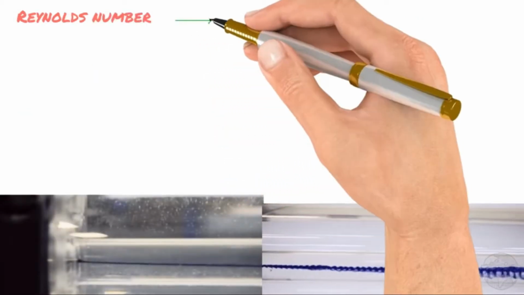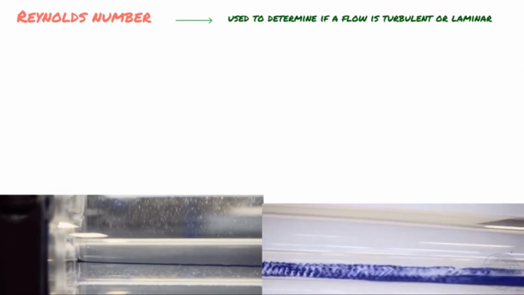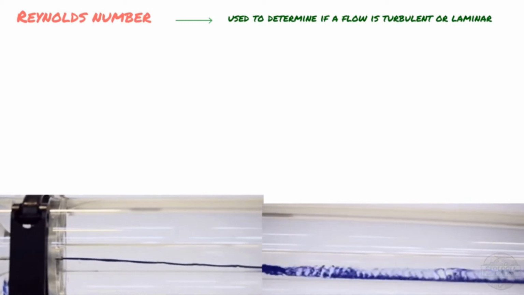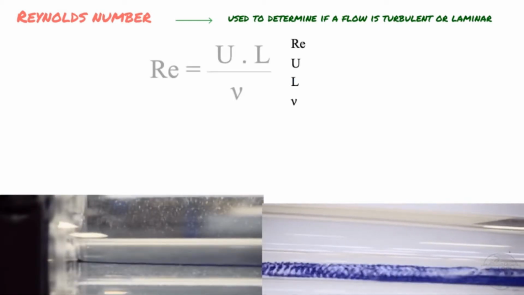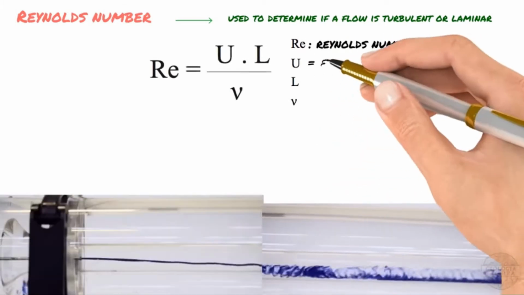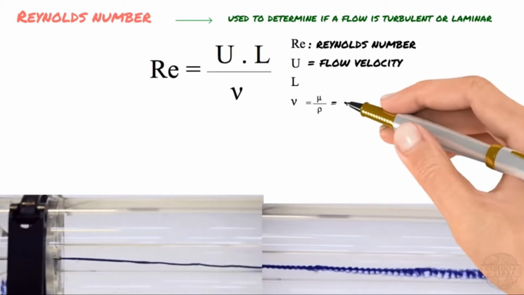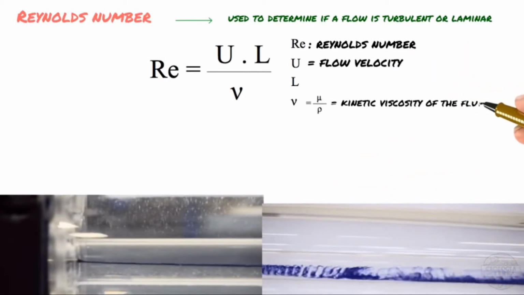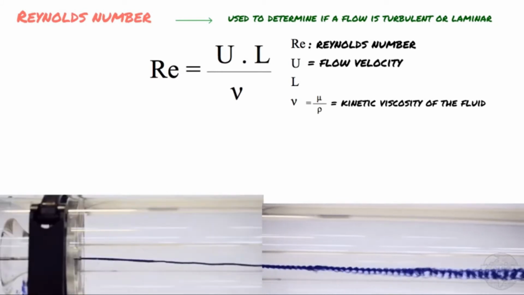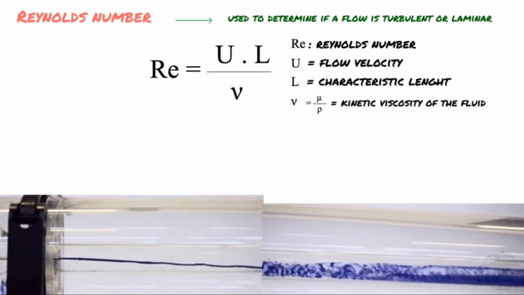Now, if we want to determine if a flow is turbulent or laminar, we use the Reynolds number. This number is a parameter developed by Osborne Reynolds in the late 19th century. It is a number that represents a quantity without dimensions relating three factors: the flow velocity, the kinematic viscosity of the fluid, which is the ratio of fluid viscosity to fluid density, and a characteristic length L, which may be the diameter of a barrel or the depth of a flow in an open channel.